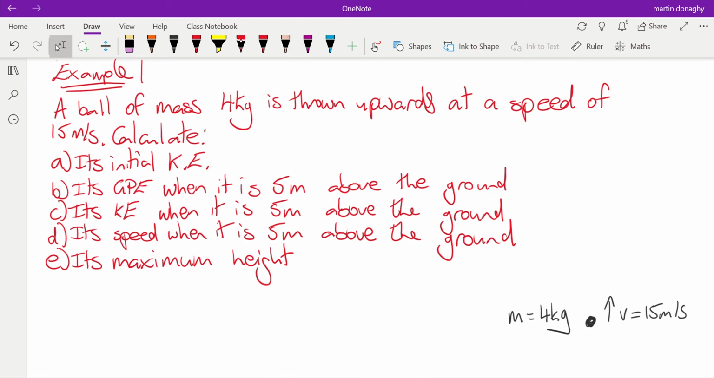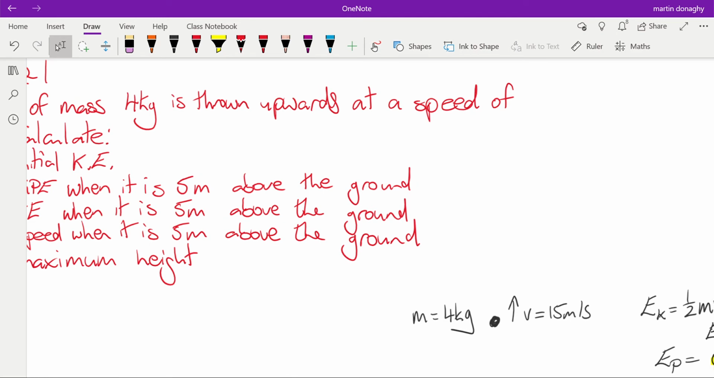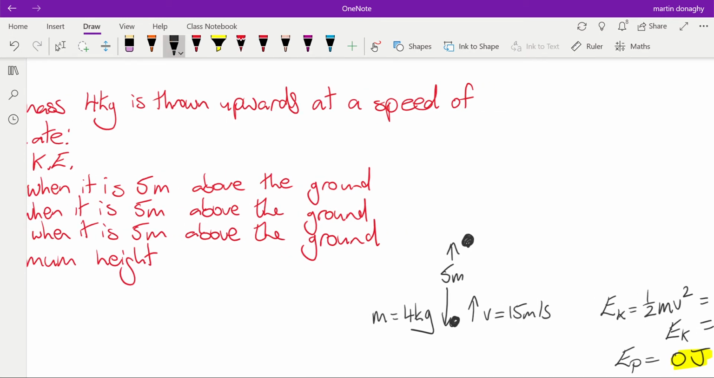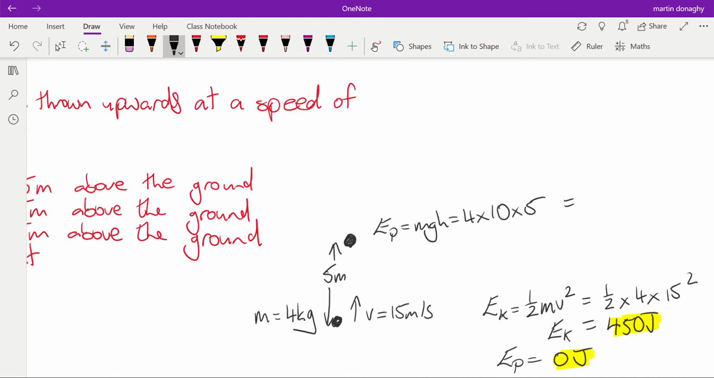Part B then asks us what is its gravitational potential energy when it is 5 meters above the ground. So we're going to look now at a little time later as that ball moves upwards. It is now 5 meters above the ground. And what I can do is work out my potential energy, which is mgh, which is just 4 kilograms times gravity, which on Earth is 10, times the height of 5, and that is 200 joules.